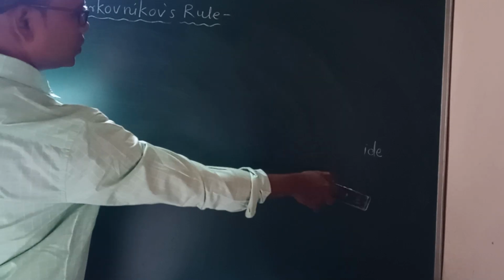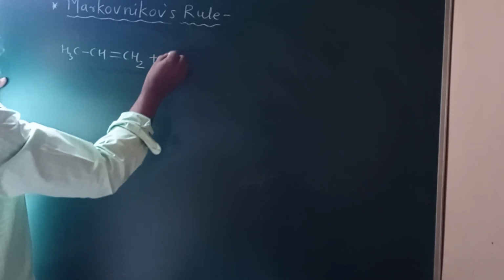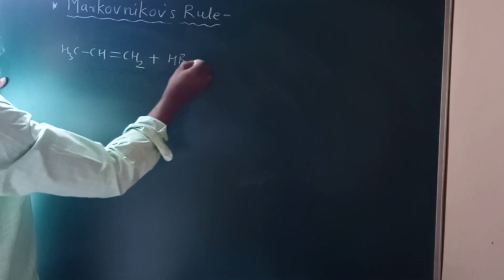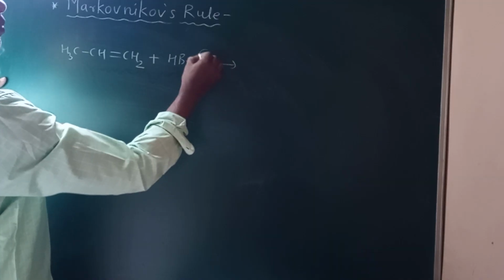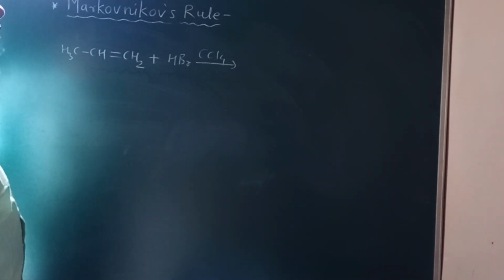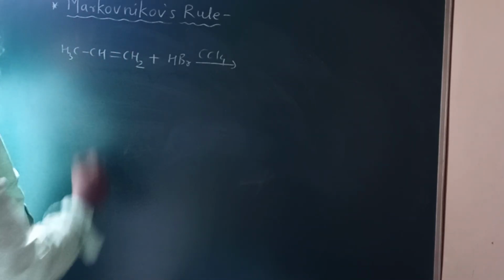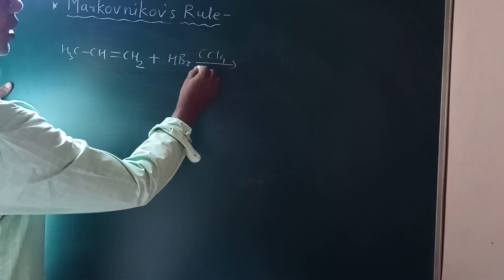That is once again a halogen acid or hydrogen halide. And see what happens. CH3, then CH, then double bond, CH2, plus, let us have here HBr. Then actually the reaction takes place in presence of CCl4. So here the alkene is not symmetrical. The alkene is unsymmetrical and the reagent is also unsymmetrical. Okay. So when both are unsymmetrical, then the reaction follows this rule known as Markovnikov's rule.